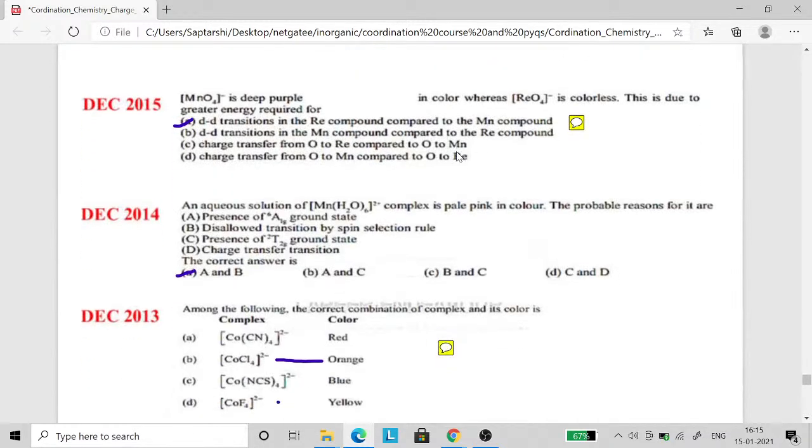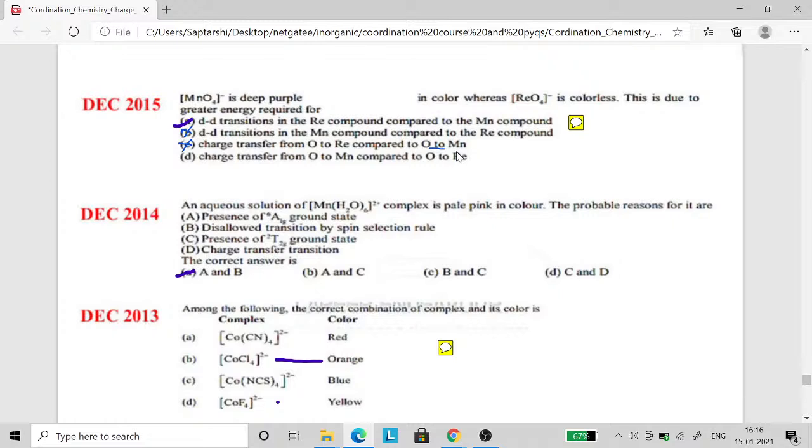Done. Next. MnO4 is deep purple in color, whereas ReO4 is colorless. This is due to great energy required for. Okay, so MnO4 minus is deep purple because of that LMCT, right? And ReO4 minus is colorless due to. Okay, so ReO4 minus actually undergoes a d-d transition compared to the Mn compound, right? So you see over here, d-d transition in the Mn compound does not happen, so we can cancel this out. Charge transfer from O to Re compared to O to Mn. Actually this happens from O to Mn, so we cancel it out.